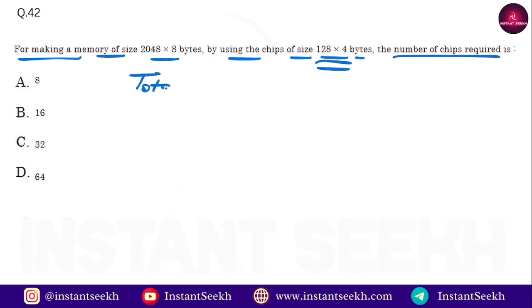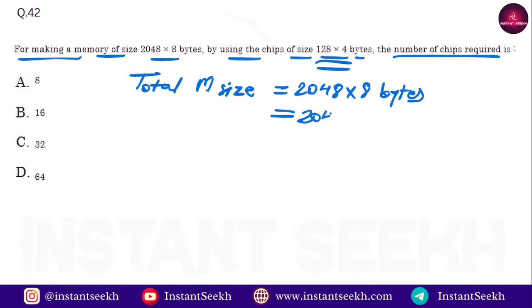Total memory size is given as 2048 into 8 bytes, right? And if you convert this into bits, it will be 2048 into 8. So this will give you 131072 bits. Okay, you can keep it in bytes as well, but I am converting in bits for calculation purposes.